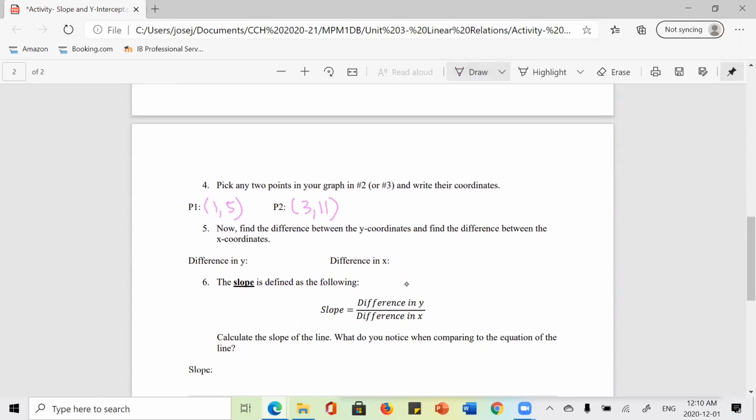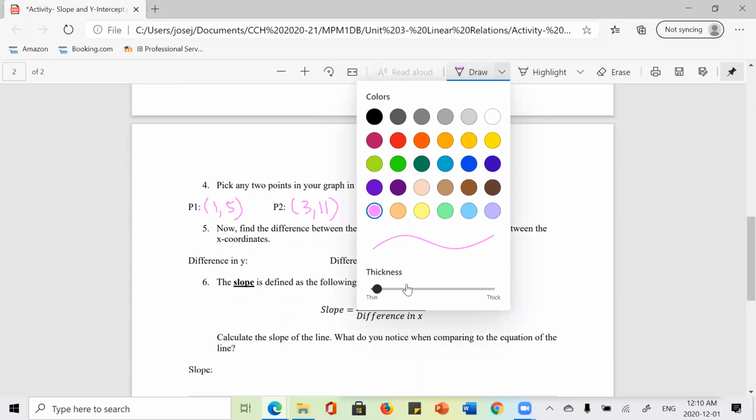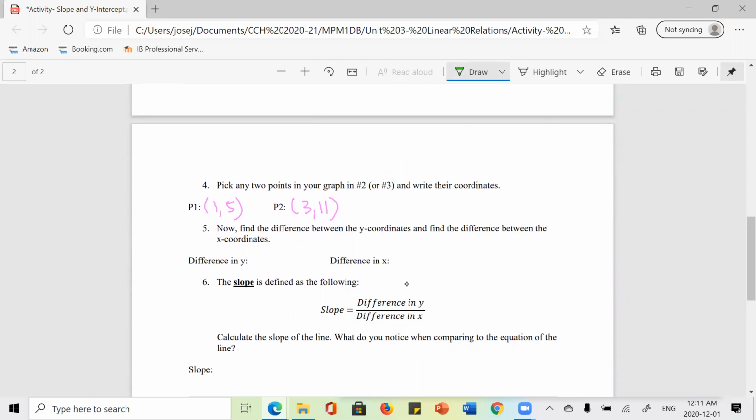The difference between the y coordinates simply means that we subtract the y coordinates themselves. So let's do that first. When we subtract, all we're doing is finding the difference between 11 and 5. So we take 11 minus 5, which ends up giving us 6. And then we're going to do the exact same thing for the difference between the x's. We're going to find the difference between 1 and 3, which is the same thing as saying 3 minus 1. So we take 3 minus 1, and that ends up giving us 2.